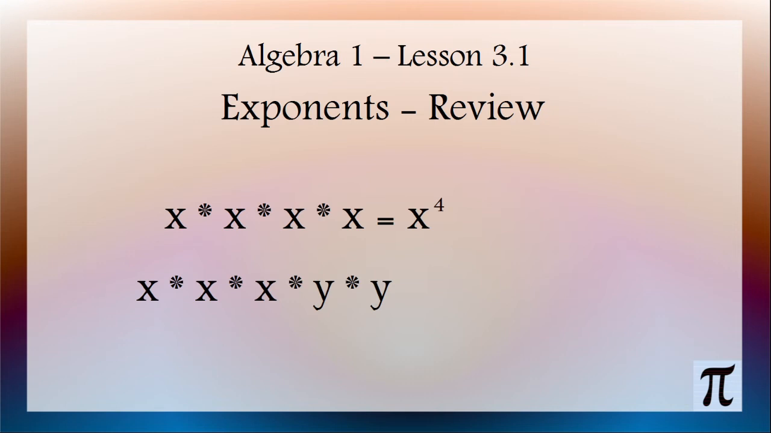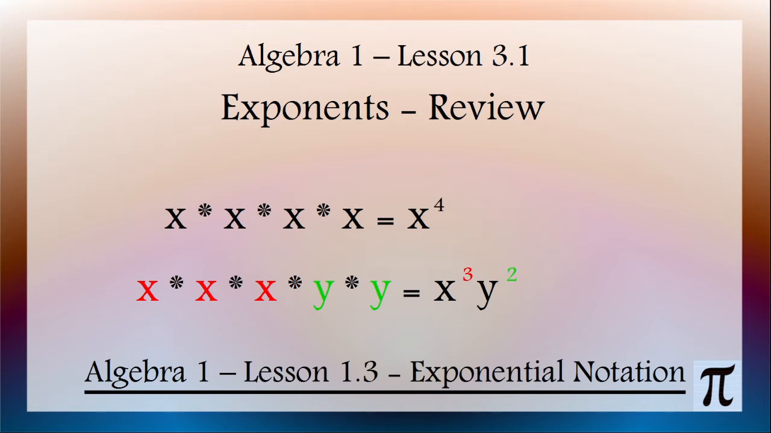For this example, x times x times x times y times y is equal to x cubed y squared. There's a small 3 because there's 3 x's, and a small 2 because there's 2 y's. Feel free to go back to section 1.3. There's a whole video on exponential notation.